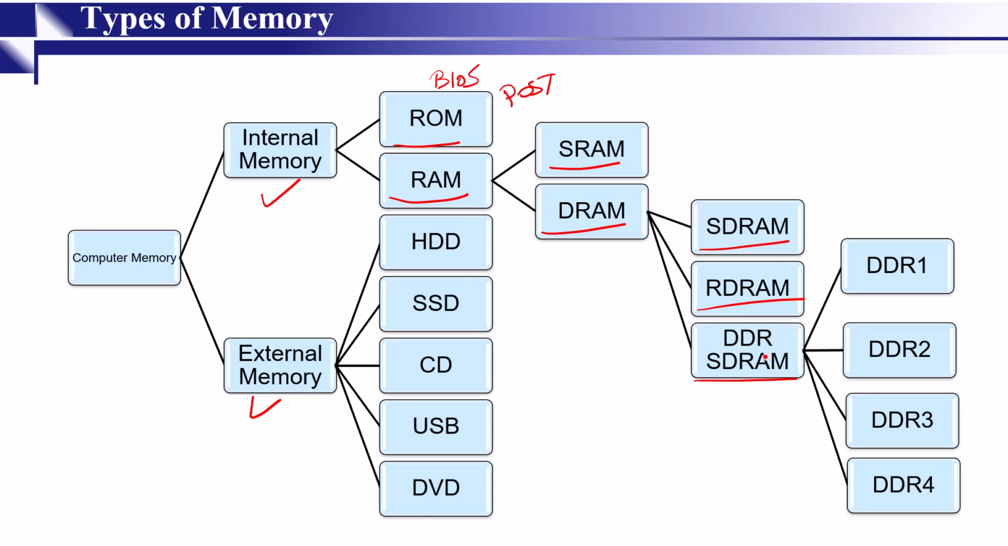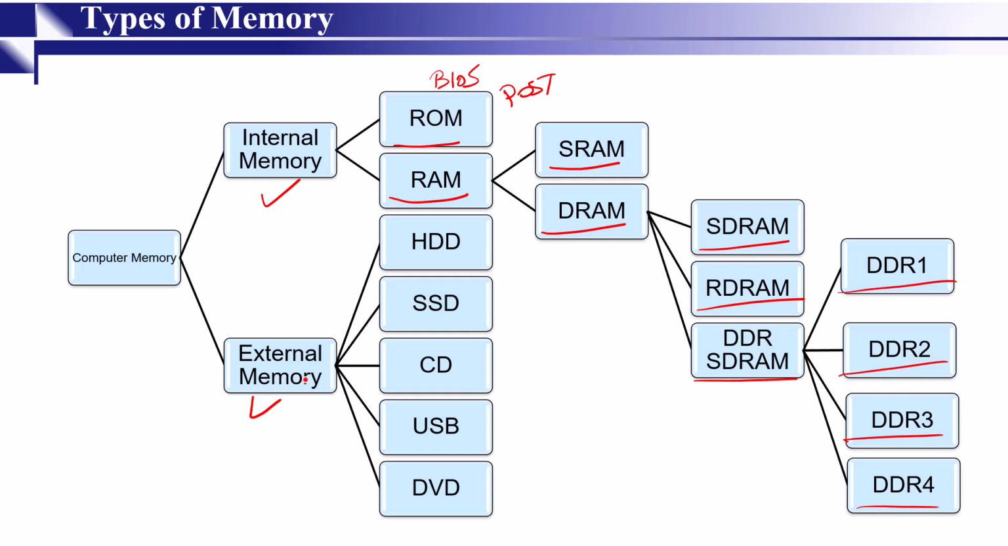Then we have DDR SDRAM. This stands for double data rate SDRAM. It is a widely used type of memory that transmits data on both clock signal edges, and it can improve the speed. Under this category we have DDR1, DDR2, DDR3, and DDR4. Also later DDR5 has been introduced.